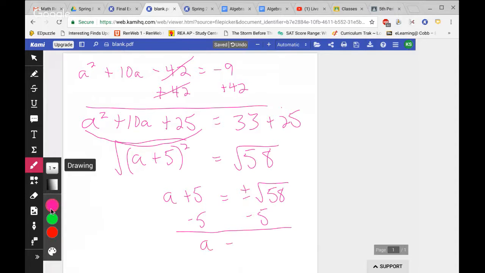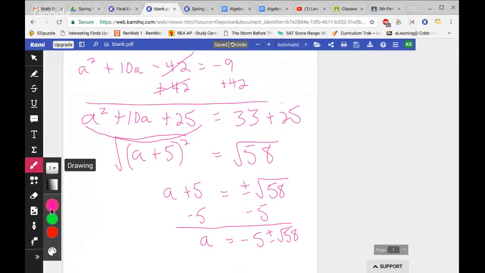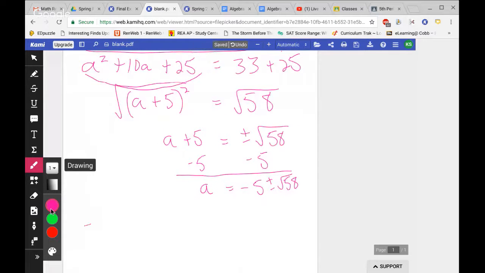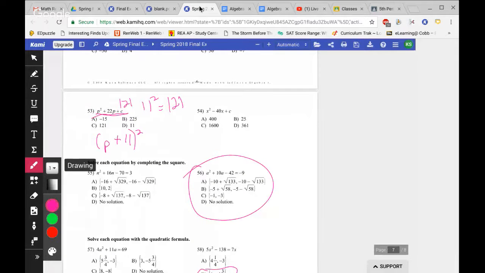So you've got a equals negative 5 plus or minus the square root of 58. So your two possible answers are negative 5 plus the square root of 58 or negative 5 minus the square root of 58. Okay? Okay. All right.